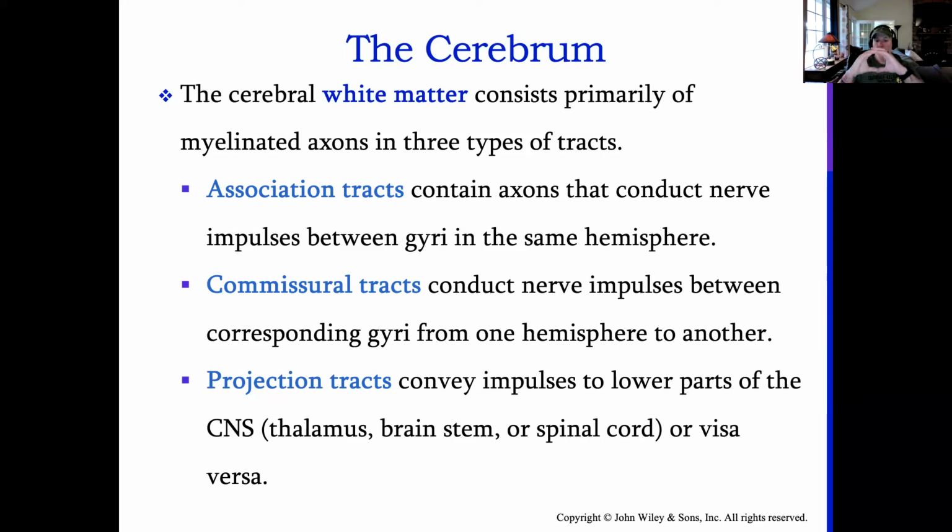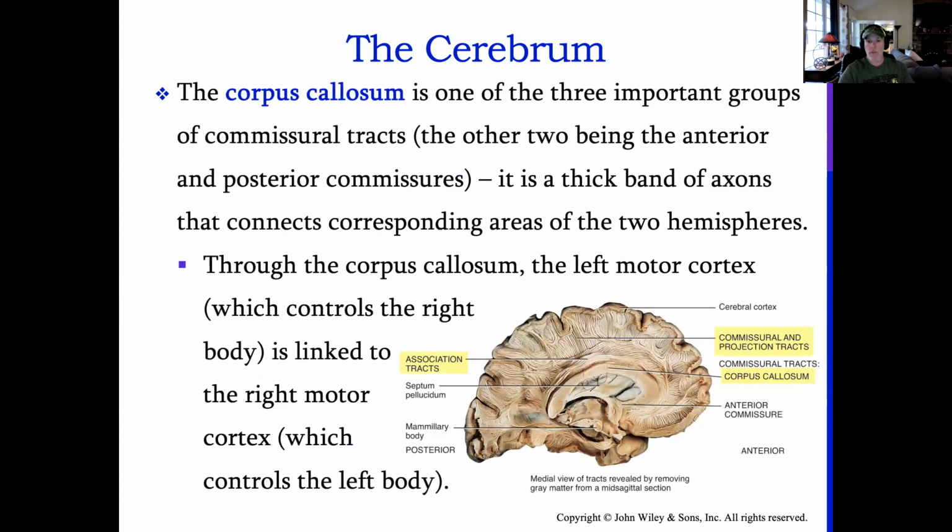Okay, remember when we looked at the cross section of the spinal cord, we had the gray commissure connecting the gray matter on the right side to the gray matter on the left side. The commissural tracts are going to connect left and right. And then projection tracts are going to convey impulses from the lower parts of the central nervous system to higher parts, or from higher parts to lower parts. Now we can see this on this diagram.